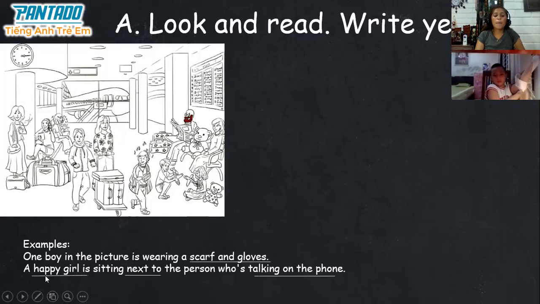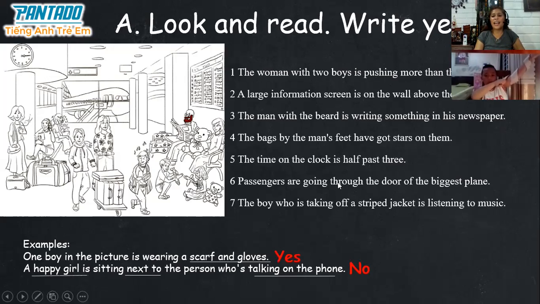Okay. Number two, a happy girl. The happy girl is sitting next to the person who's talking on the phone. Is this the happy girl? No. Okay, no. The answer is yes with number one and no with number two, because the girl here, what have you seen? The girl is, look at Keo. What? The girl is crying. Okay, this is the last topic that we had for tonight. You answer yes or no now.